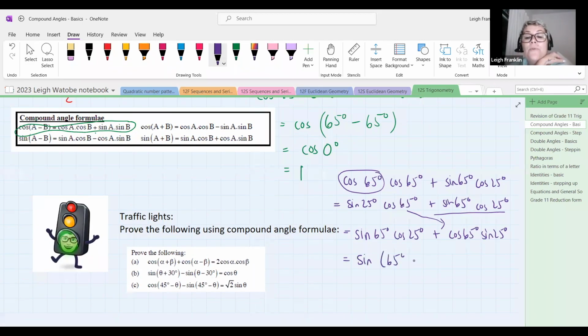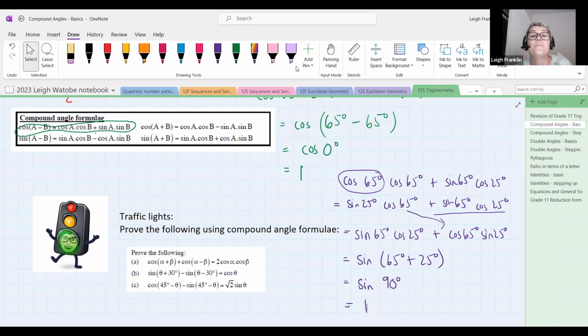So I'd end up with 65 plus 25. Mind you, if I'm adding, it's not going to make any difference whether it's 25 plus 65 or 65 plus 25. But anyway, there we go. And then that gives us the sine of 90. And we know that the sine of 90 is 1. So you could do it that way too. Yeah, absolutely. Not a problem.